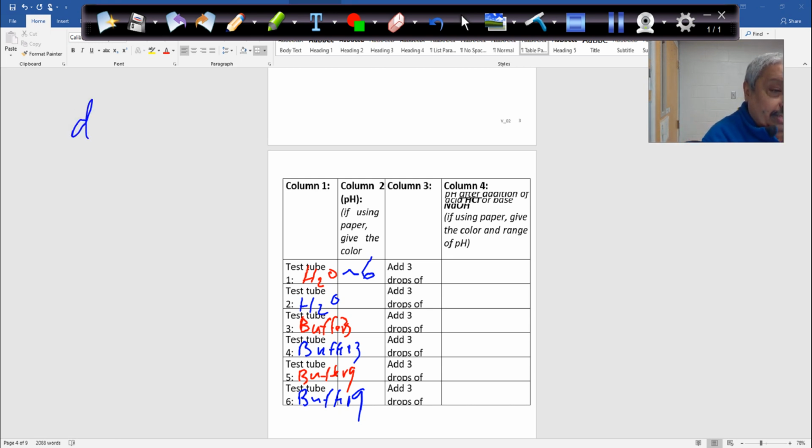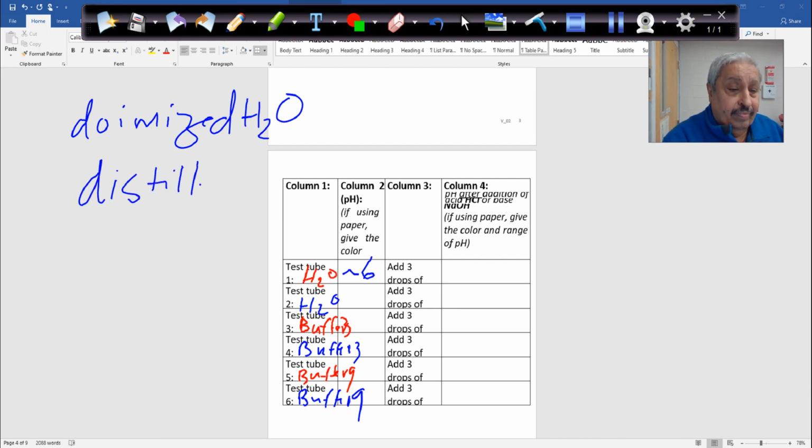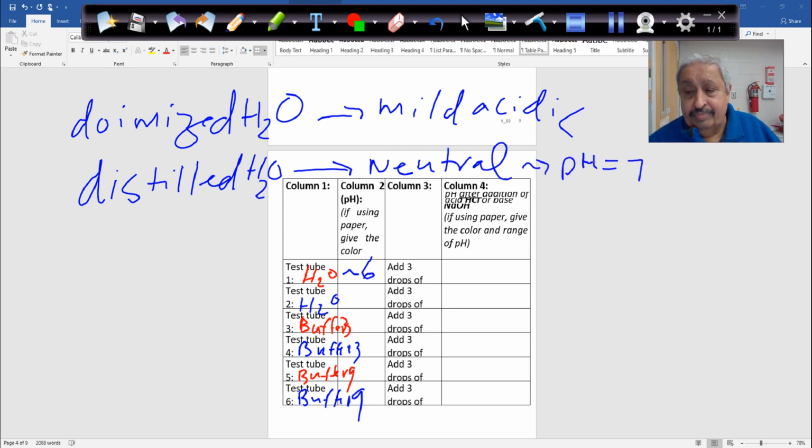So we have two things here: deionized H2O, and we have distilled H2O. This one is mild acidic. This one is absolutely neutral. So this is pH 7. This pH here is around 6 to 6.4. It's acidic, mild acidic. So we have two types of H2O. Correct, guys?